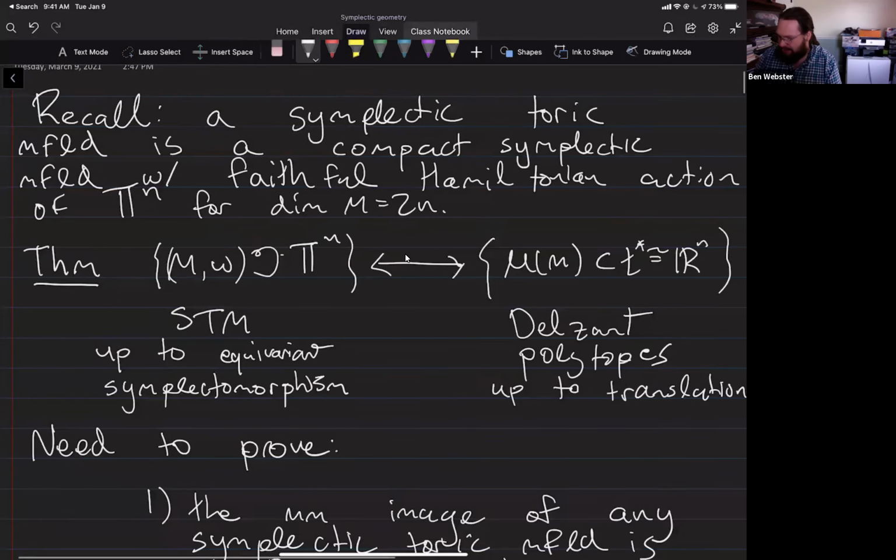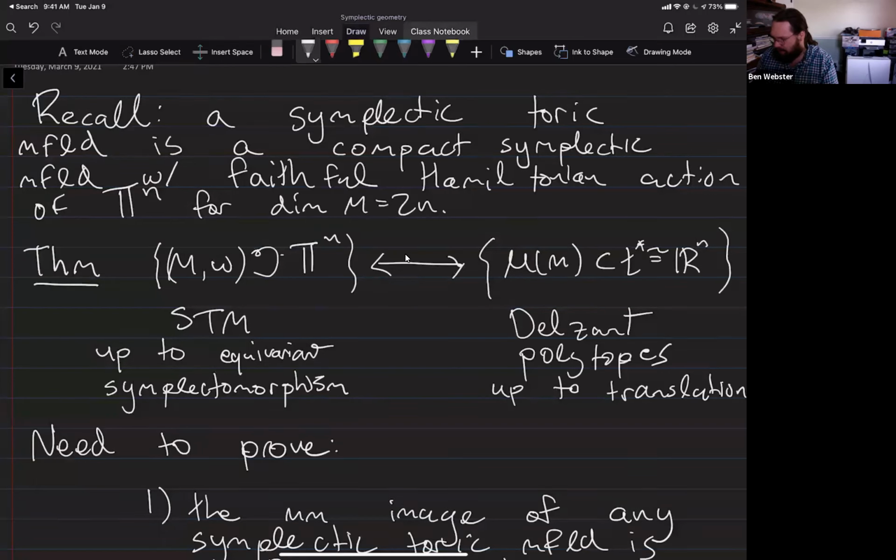So last time I had introduced this idea of a symplectic toric manifold. It's a compact symplectic manifold with a faithful Hamiltonian action of the torus. And the dimension is twice the dimension of the torus, which is the biggest it could possibly be. So the dimension of the manifold is as small as it can be if you fix the dimension of the torus. So it's got kind of the most Hamiltonian torus action you could have.